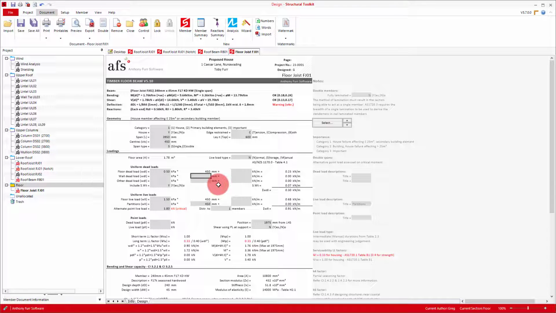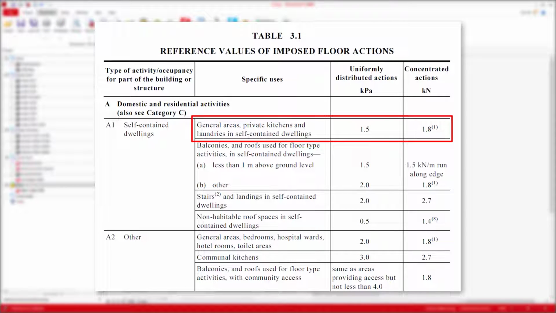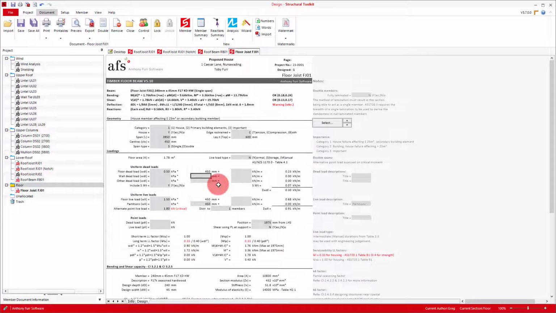As for our live load, we'll be using the 1.5 kPa along with a 1.8 kilonewton alternative point load, which comes from AS 1170.1 for a self-contained dwelling. Those are all the loads we'll be adding, so we can delete anything else we won't need. Having a look at our member size, we can get it down to a 240 by 35 F17 without exceeding any of our standard checks.